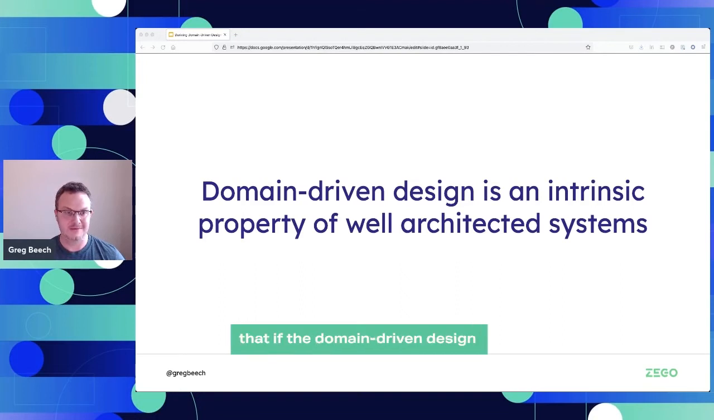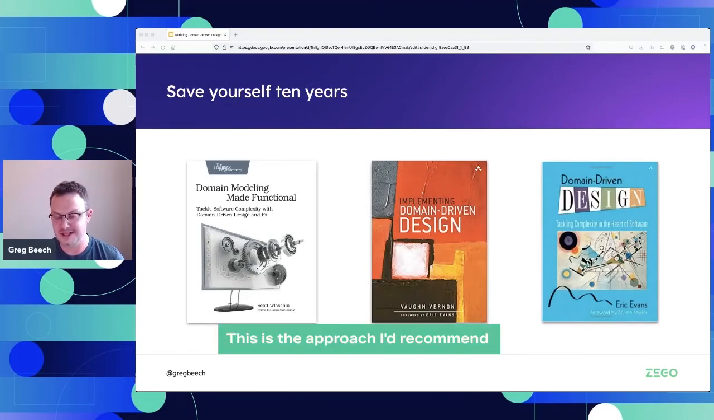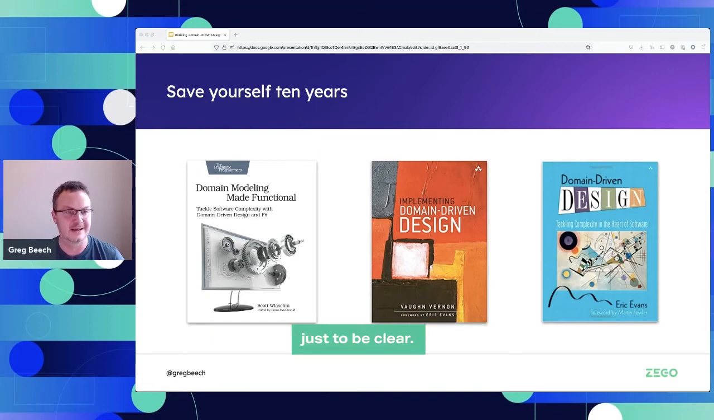And so the point being here is that if domain-driven design is an intrinsic property of well-architected systems, it's not optional. You only really have two choices. You can either do what I did, which is spend 10 years inventing it yourself and then finally read the books and get better at it, or you can save yourself 10 years and read the books. This is the approach I'd recommend, just to be clear.